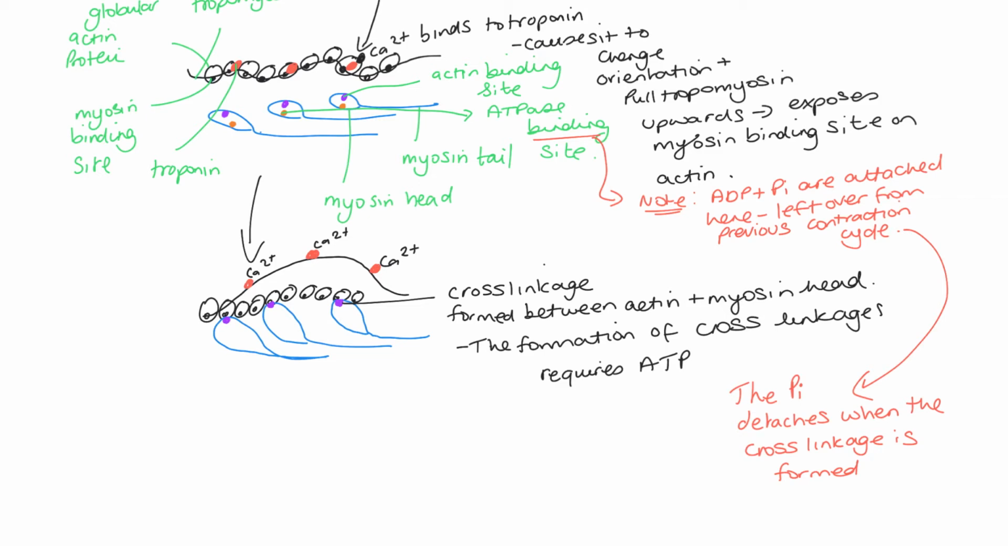So the myosin doesn't move anywhere, but the myosin heads pivot. As they pivot, they pull the actin inwards towards the M line. So the distance between the M line and the Z line shortens. As the myosin head moves, the ADP that was attached to it from the previous contraction cycle is released. So let's look at that process.